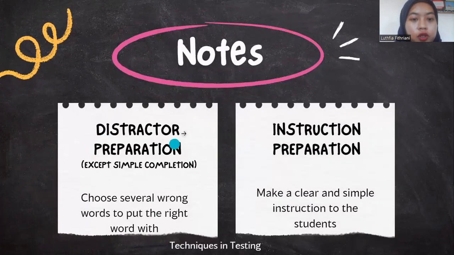The third is structure preparation. But for simple completion, there is no need to pay attention to structure preparation. Structure means the teacher has to choose several wrong words to go with the right word. And the last is instruction preparation. When giving a test to the students, the teacher should make a clear and simple instruction.